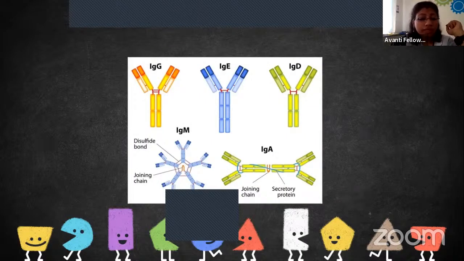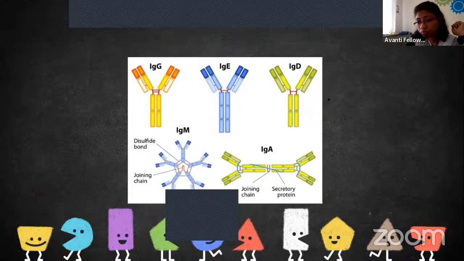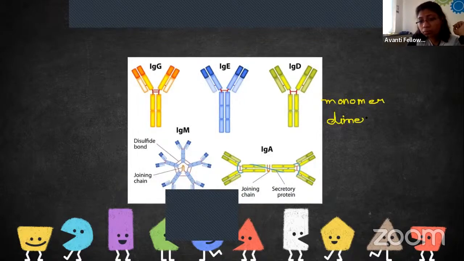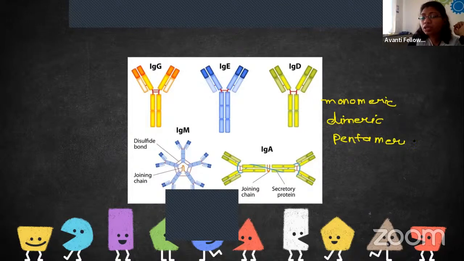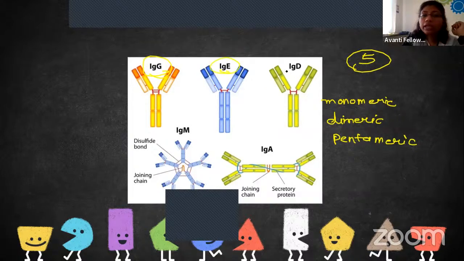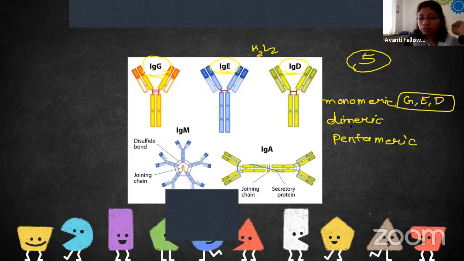Okay. So next is types of antibodies. We have total 5 types of antibodies depending on their structure. These 5 types of antibodies can be monomeric, dimeric, or pentameric. So we have total 5 types of antibody: IgG, IgE, IgD. They all have a single H2L2 structure. So we can say antibody G, E, and D are the monomeric antibodies.